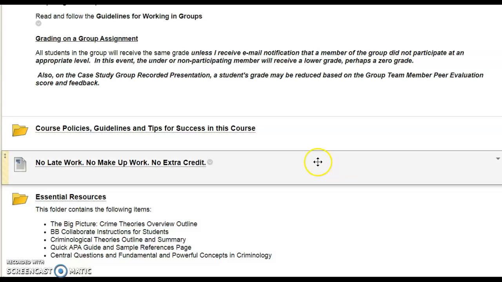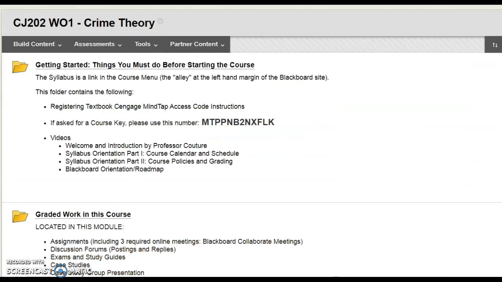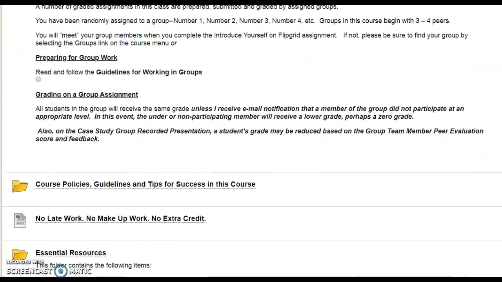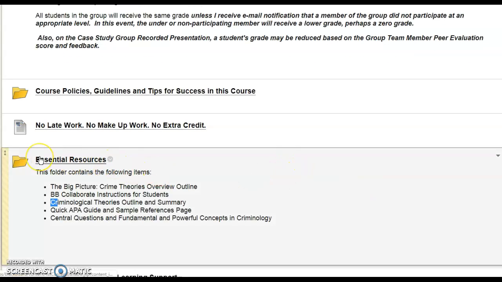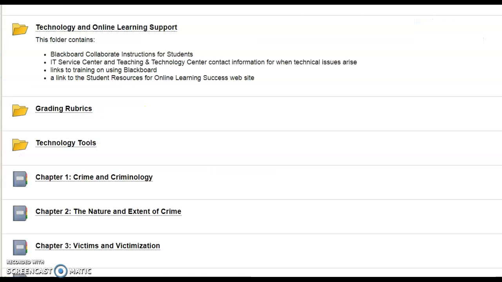So the first thing I want to do is call your attention to, I'm in Blackboard right now. I'm going down to the file which says Essential Resources. I'm going to open the file that says Criminological Theories, Outline, and Summary. That's where we're going to begin.